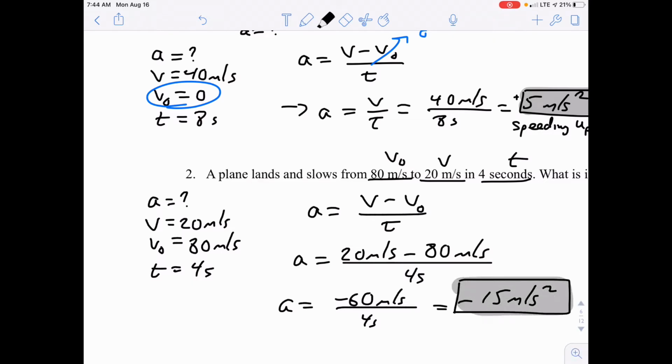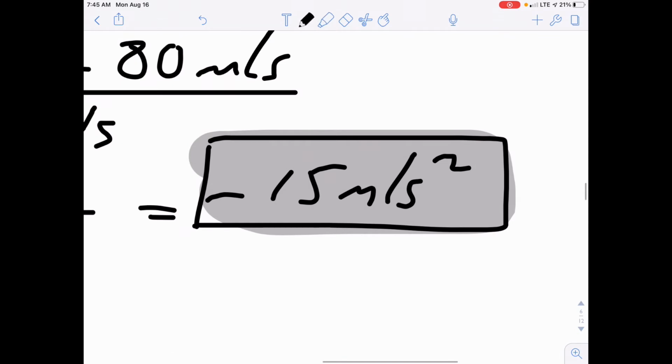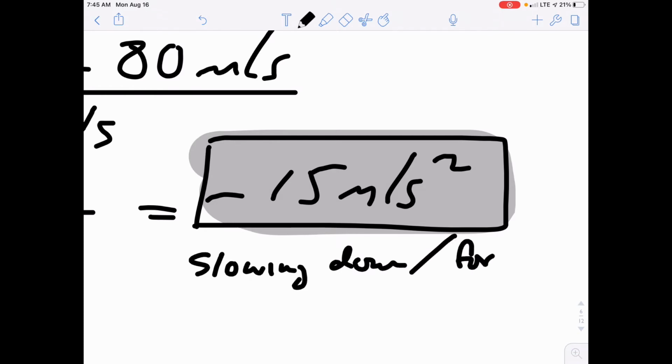Now, because the answer is negative, what that means is this airplane is slowing down by 15 meters per second every second. The airplane is slowing down going forward. Now, another way to have negative acceleration would be to speed up going backward or speed up going in a negative direction. That's clearly not happening here because the plane is going forward as it lands. So if it's going forward, it must be slowing down in the process.